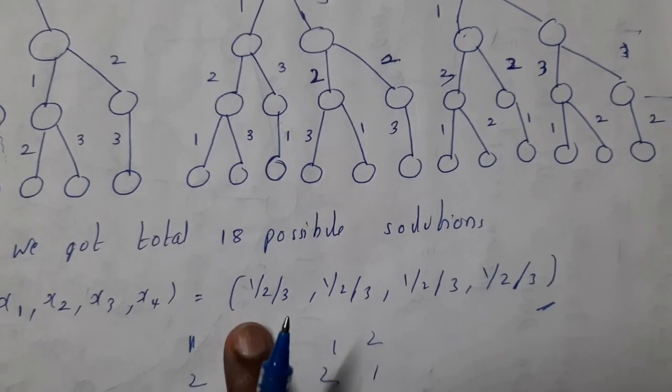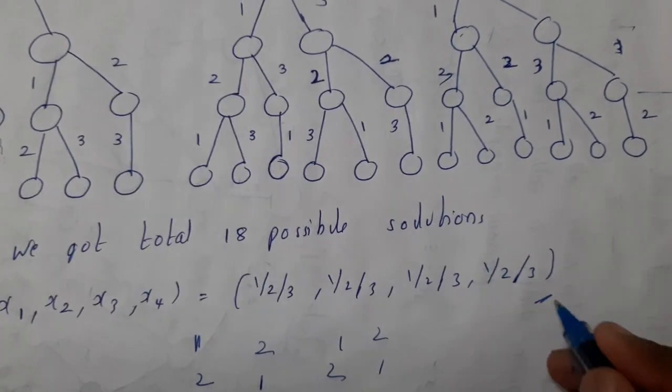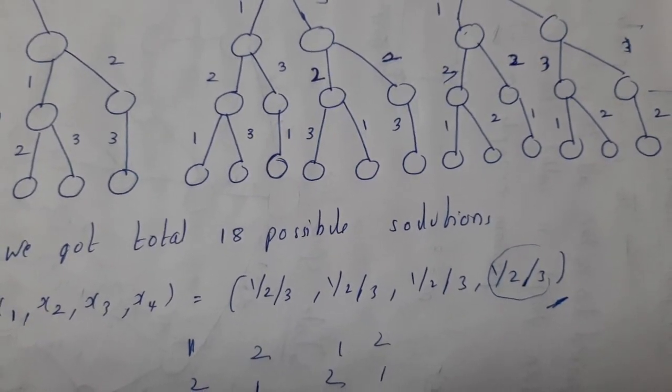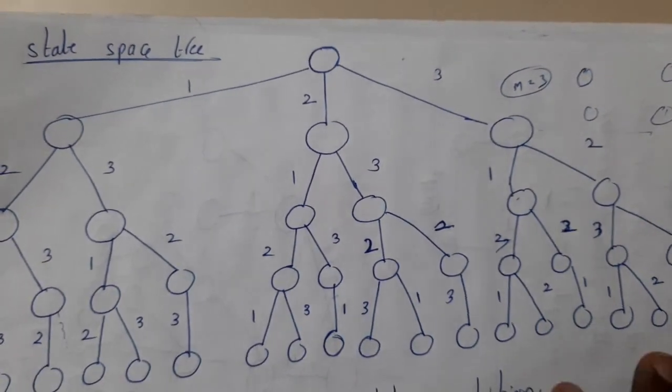Okay, so these are all the combinations like 1 2 3. There is no need for writing in this way, guys, because it will create confusion for you only. Okay, so once you draw the state space tree, these are the combinations.